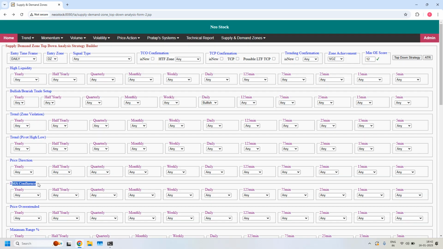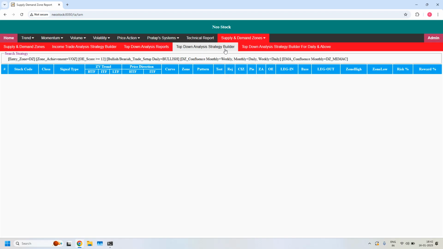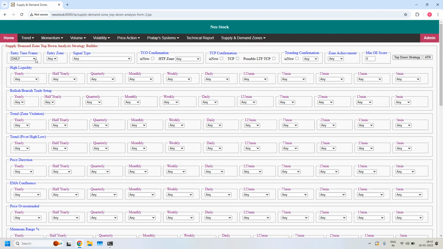In the EMA confluence at monthly time frame, monthly demand zone having monthly EMA confluence. With this filter, we don't have any monthly EMA confluence supported stocks. Okay, this is about bullish trade setup for monthly income trade. Next, bearish trade setup for monthly income trade.